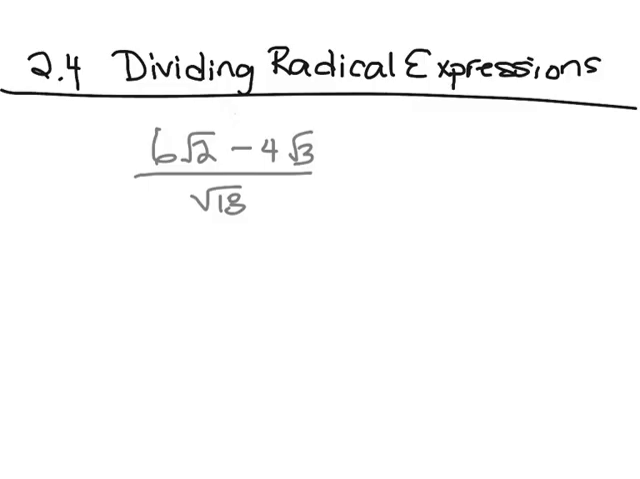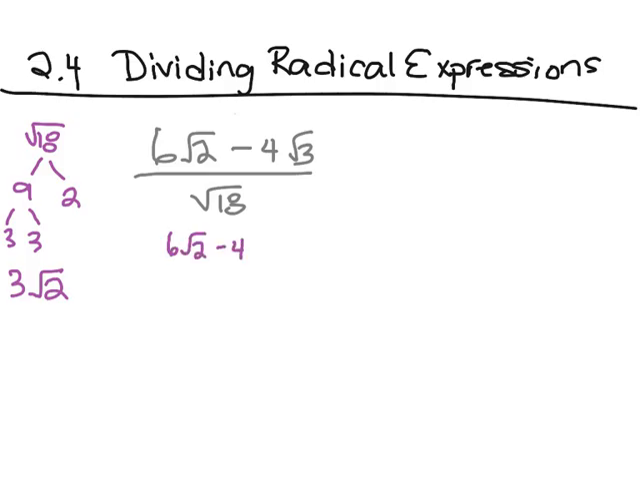For the next one, because on the bottom it's not as simple as it can go, we're going to simplify root 18 first. So root 18 breaks into 9 times 2, so 3 and 3, so we have 3 root 2. So we have 6 root 2 minus 4 root 3 over 3 root 2. To get rid of our root 2, we multiply both the top and the bottom by root 2. And of course we can do this because that's the same as multiplying by 1.